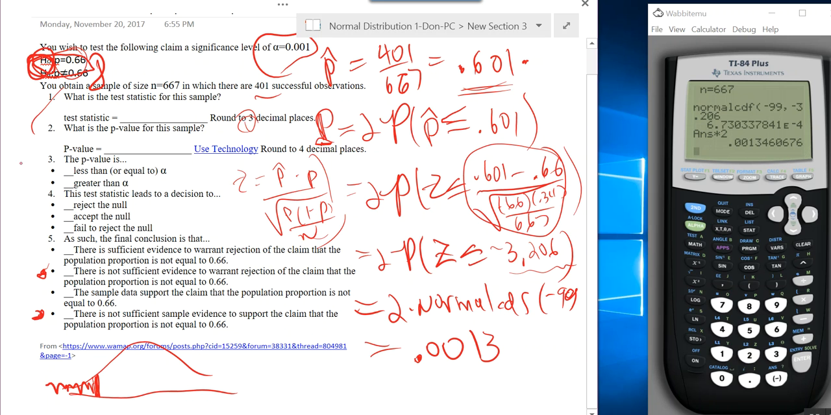I've made a mess of that. There's not enough evidence to conclude that one, and so there's not enough evidence to support the claim that it's not. Okay, so that's that, and that one is the answer there. Okay. Hope that helped some.